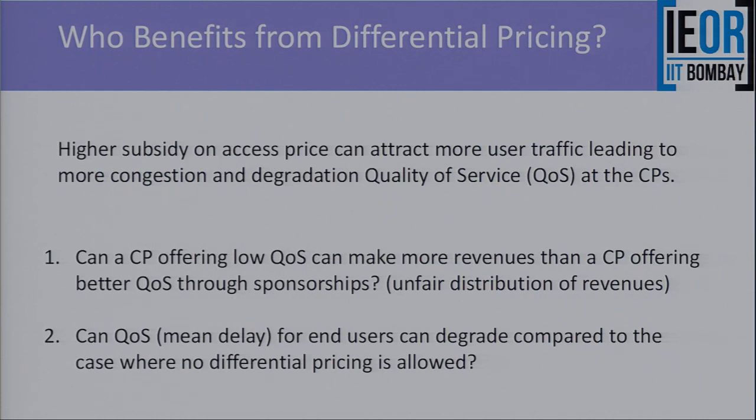So the basic questions we asked in this paper are: is it possible that under a differential pricing scheme, there is an unfair distribution of revenues across the content providers, and is it possible that under a differential pricing scheme, the users end up having degraded quality of service?